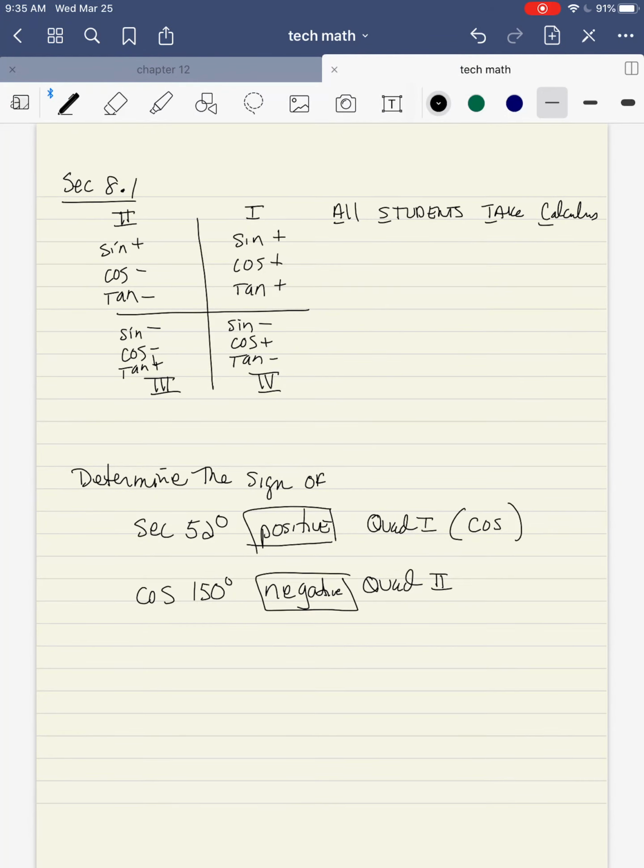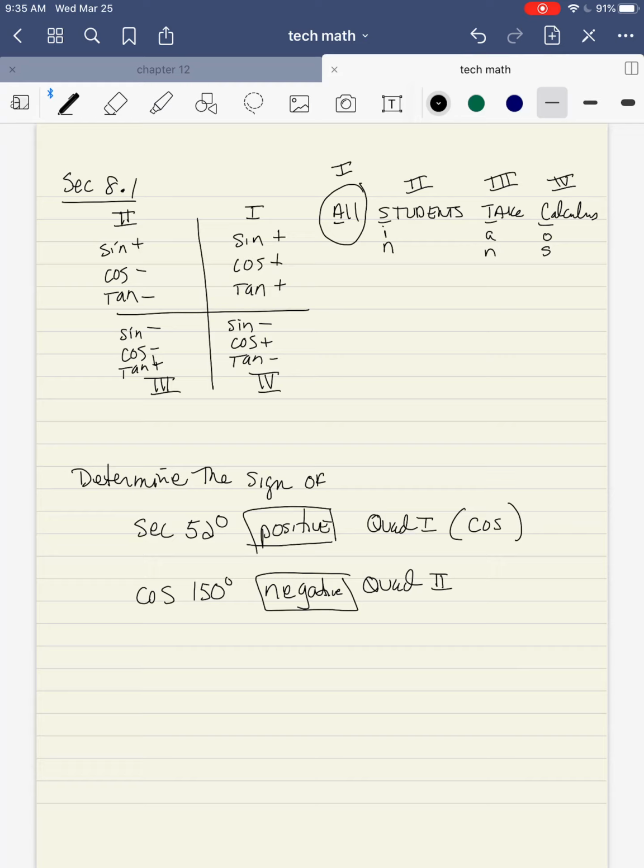Section 8.1. As you review, we set this chart up before. In quadrant 1, all are positive: sine, cosine, tangent. In quadrant 2, sine is positive. In quadrant 3, tangent is positive. And in quadrant 4, cosine is positive. So each one of these represents a quadrant. Alright, because we're going to need that in upcoming notes here.